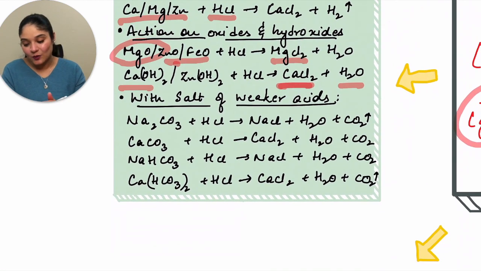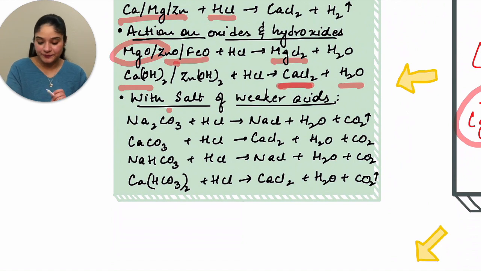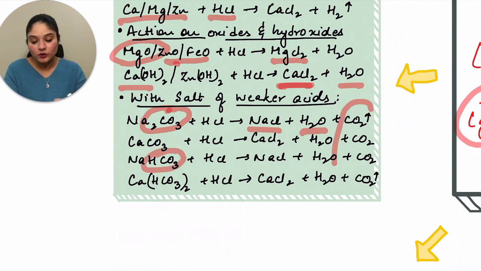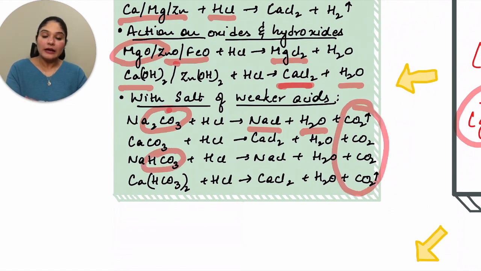Next is the reaction with salts of weaker acids. What would happen in this case is that it will give you a salt, that is a metallic chloride, plus water, and since you have carbonates and bicarbonates here, you will get carbon dioxide gas. Everything else stays the same, that is you get a metallic chloride and water, but since it's a carbonate or a bicarbonate, you end up getting carbon dioxide gas. So always remember, in the majority of cases when a carbonate reacts with an acid, you end up getting carbon dioxide unless there is an exceptional case.